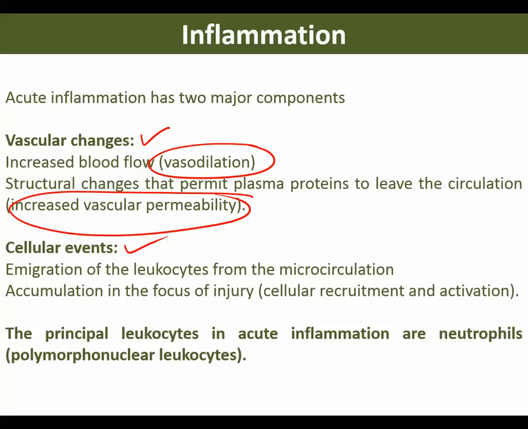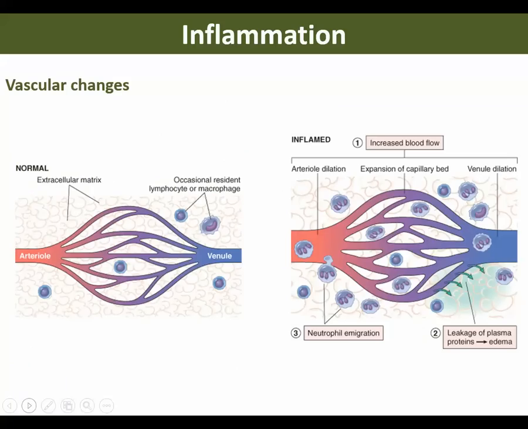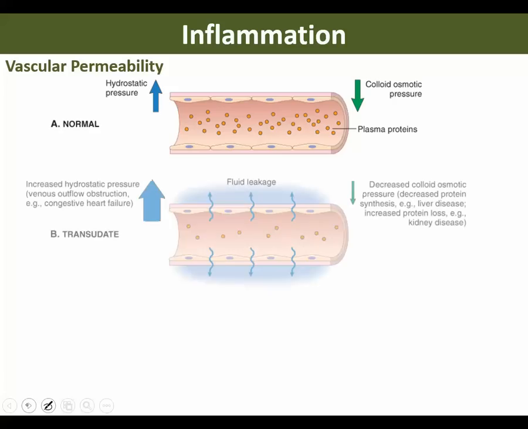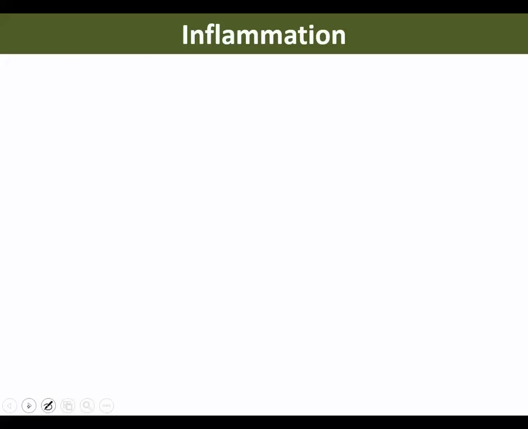So the cell which is involved is generally the neutrophil, otherwise called polymorphonuclear leukocytes. We have 3 cells like that: neutrophil, eosinophil, basophil. These 3 are polymorphonuclear leukocytes. Understand? Okay, so these are the vascular changes. I explained this in the video as well, you can see it.